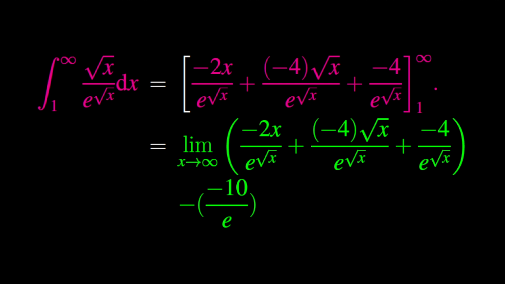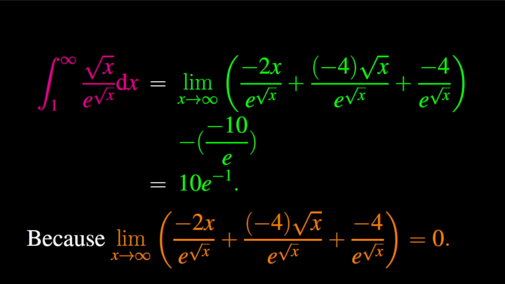Consequently, the integral from 1 to infinity of the fraction square root of x over exponential of square root of x dx is equal to the limit as x goes to infinity of minus 2x over exponential of square root of x plus minus 4 times square root of x over exponential of square root of x plus minus 4 over exponential of square root of x, minus negative 10 divided by exponential of 1. Which is equal to 10 times exponential of negative 1.